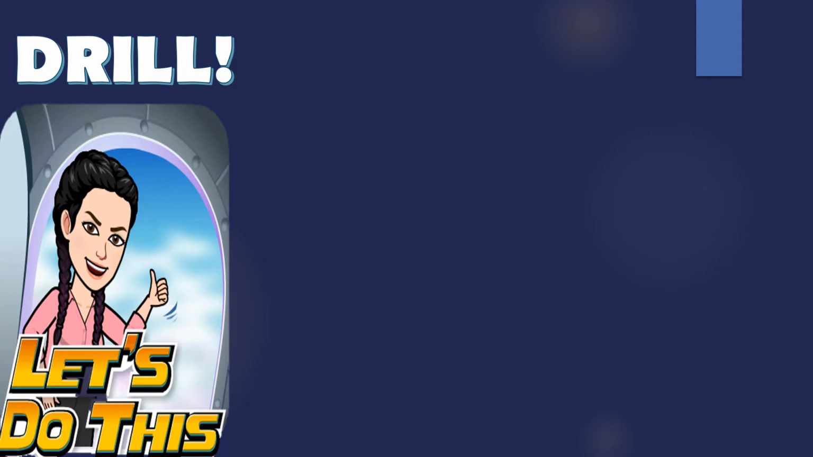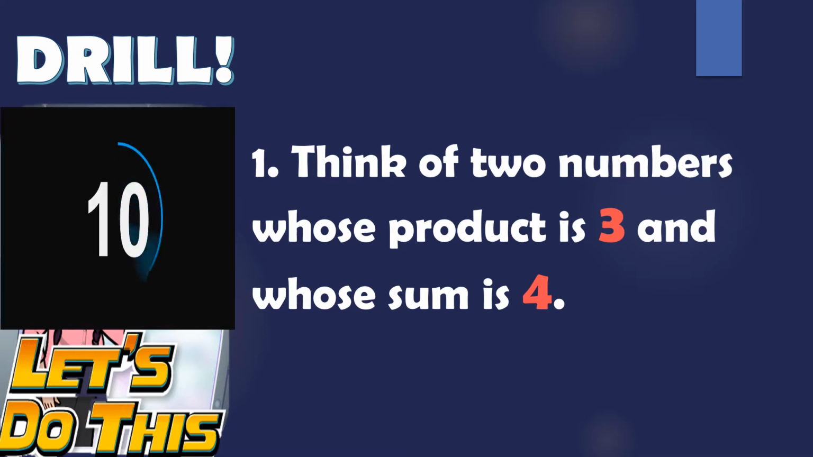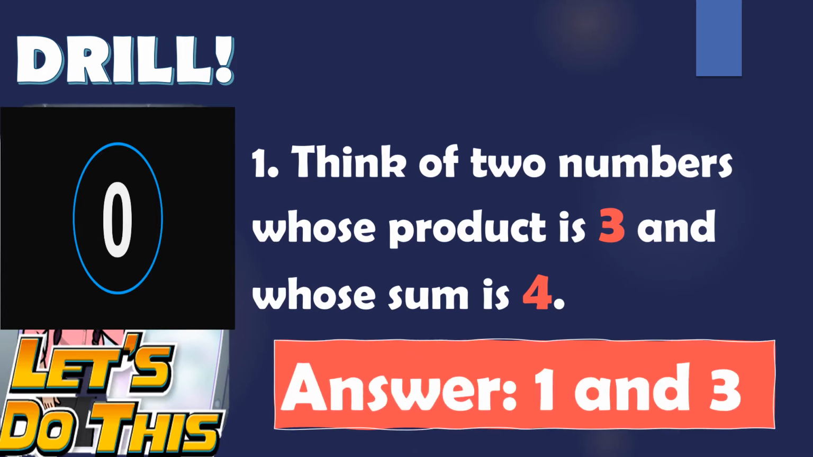Simulan na natin. Number 1. Think of two numbers whose product is 3 and whose sum is 4. Okay, so the answer is 1 and 3. So 1 times 3 is 3 and 1 plus 3 is 4.